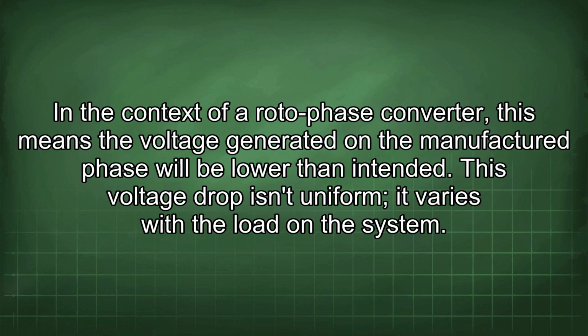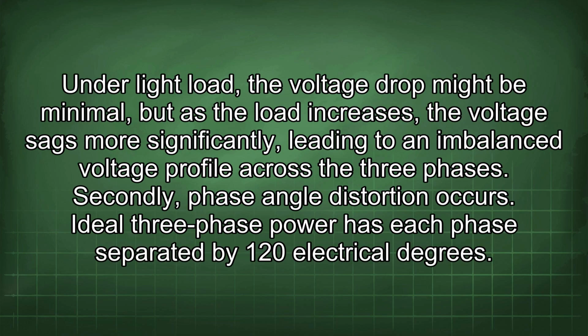In the context of a rotor phase converter, this means the voltage generated in the manufactured phase will be lower than intended. This voltage drop isn't uniform, it varies with the load on the system. Under light load, the voltage drop might be minimal, but as the load increases, the voltage sags more significantly, leading to an imbalanced voltage profile across the three phases.